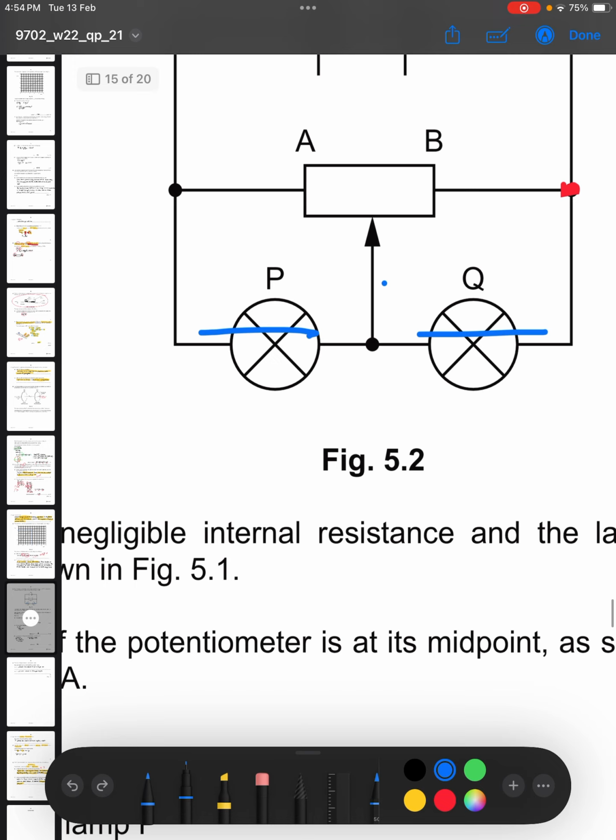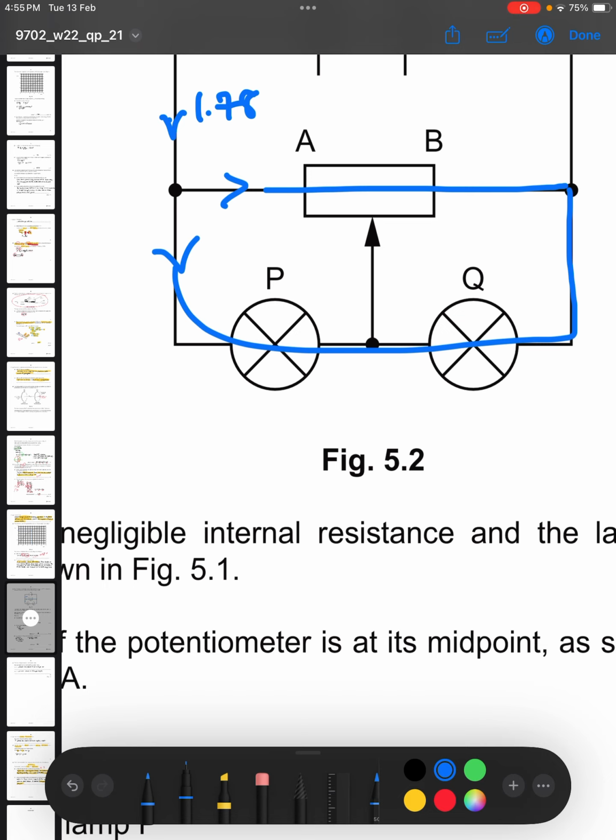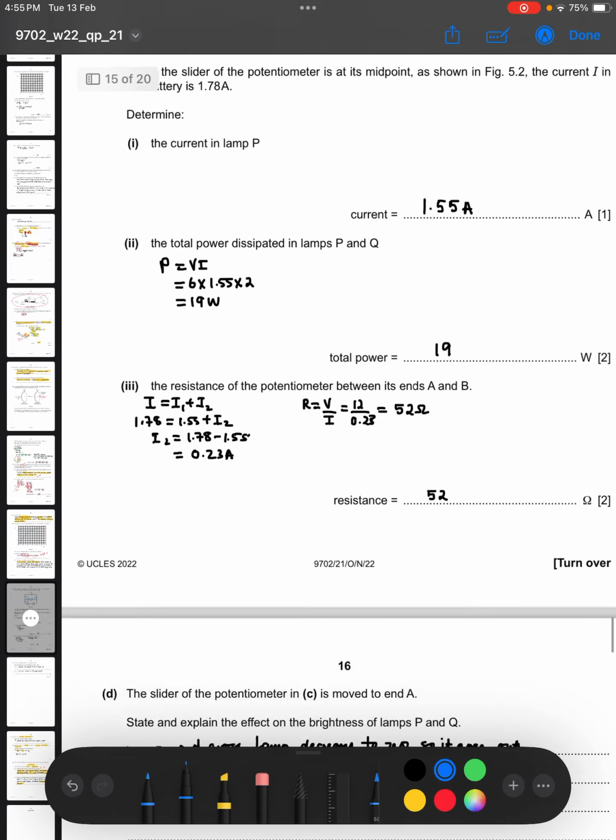Remember, we agreed that no current is flowing here. So if no current is flowing there, then current comes here, which is 1.78, splits, some of it goes here, some of it goes here. It goes like that, it goes like that. So joins again here, becomes 1.78 again there. So since 1.55 is coming here, then the remainder will come on the other side.